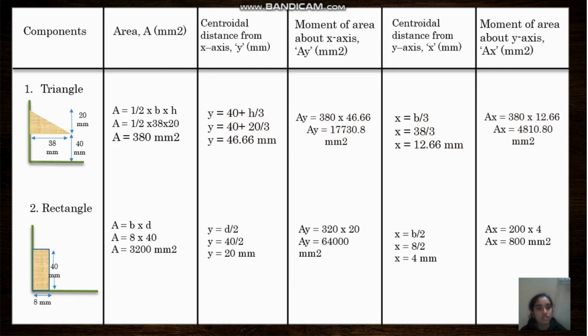Next, centroidal distance from y-axis. The formula is x is equal to b by 2. The breadth is 8. So 8 by 2 is equal to 4 millimeter. Moment of area about y-axis. For this we are going to multiply area and centroidal distance from y-axis that we calculated. We get 800 millimeter square.